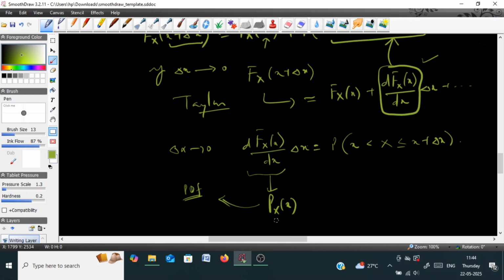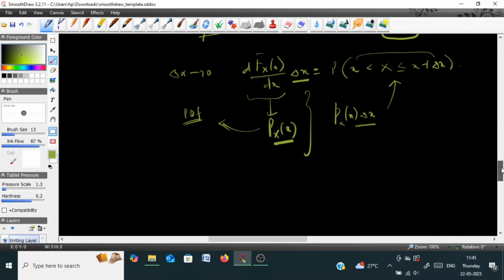Okay, so if I define p_X(x) as the PDF of the random variable, then p_X(x) multiplied with delta x denotes the probability of the random variable X having a value between x and x plus delta x. Okay, that is the meaning of the PDF.